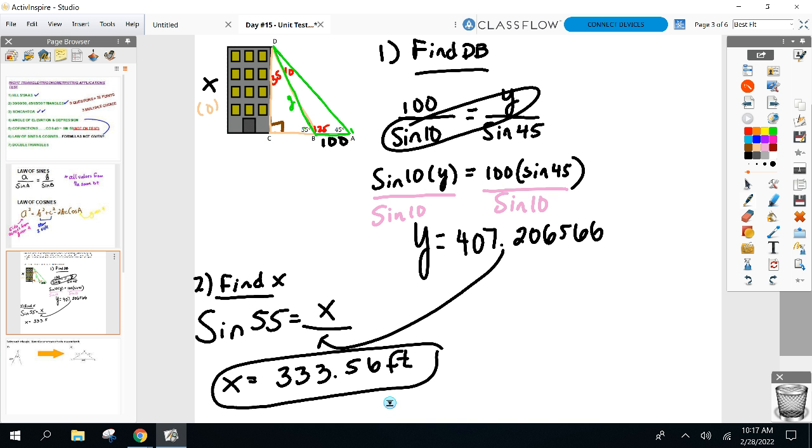Zach, go ahead. Couldn't this have been done in a 45, 45, 90 as well? If you did X... Where's your 45, 45, 90? The 100's not a full size, I couldn't use the 100. CA would be X minus 100. And then that would equal... I'm trying to think. There is a way. I'm not sure. I was just wondering.